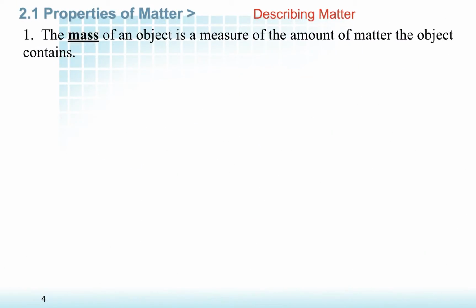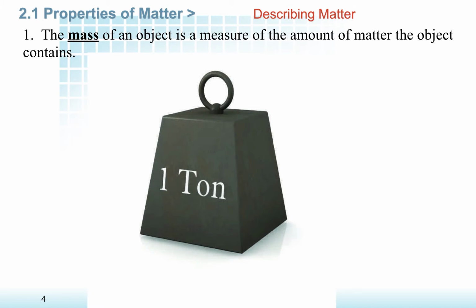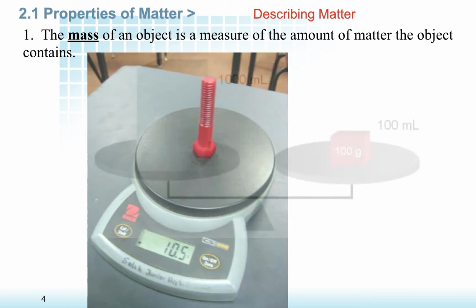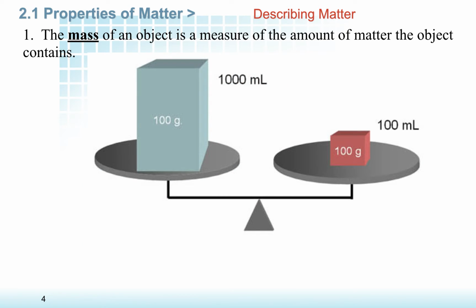The mass of an object is a measure of the amount of matter that object contains. Here are some examples. We have a 1-ton weight. We have a red bolt that has a 10.5 gram mass. We have two boxes that both have a mass of 100 grams. That's how much there is.